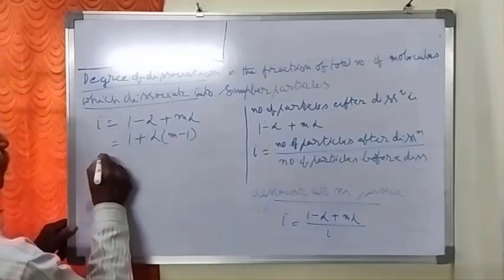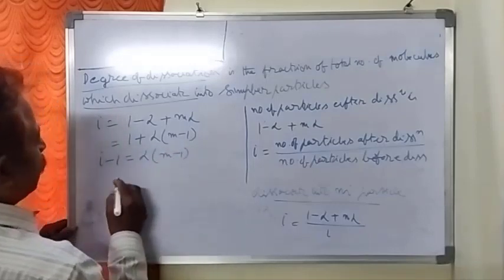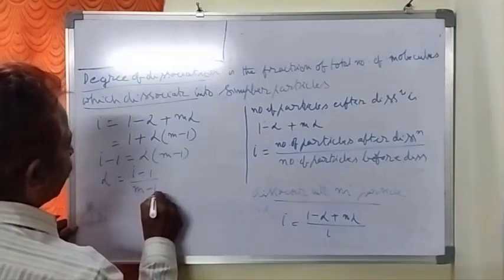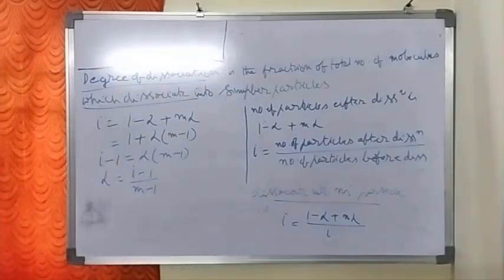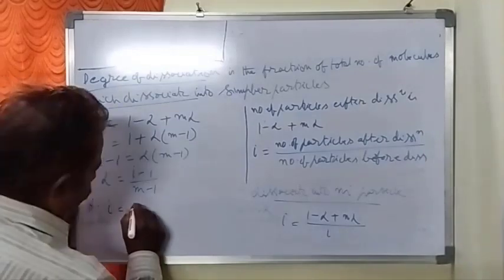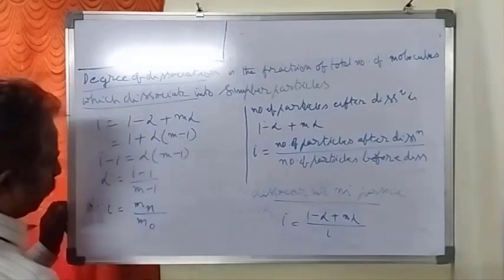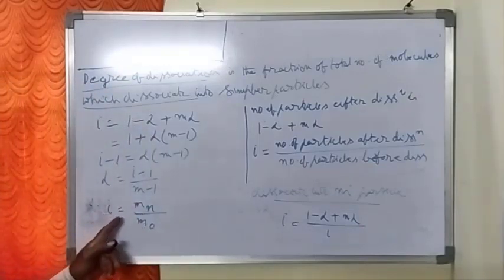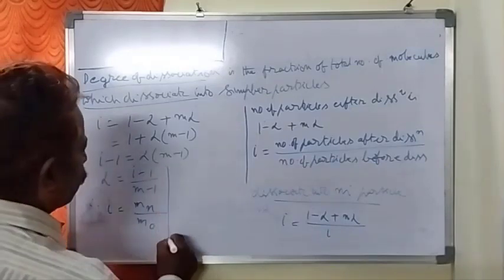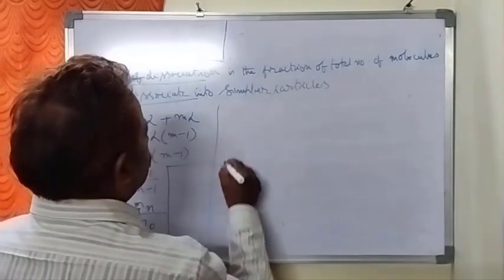So bring this 1 to this side. i minus 1 equals alpha into m minus 1. So alpha equals i minus 1 by m minus 1. So this is the degree of dissociation. Since i equals Mn by Mo, that is normal molar mass by observed molar mass, let us substitute i in this formula.